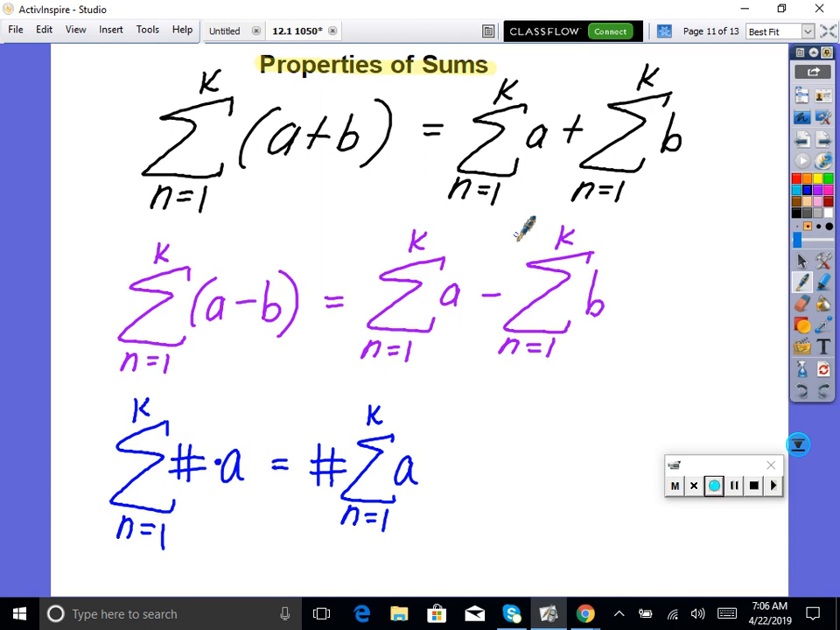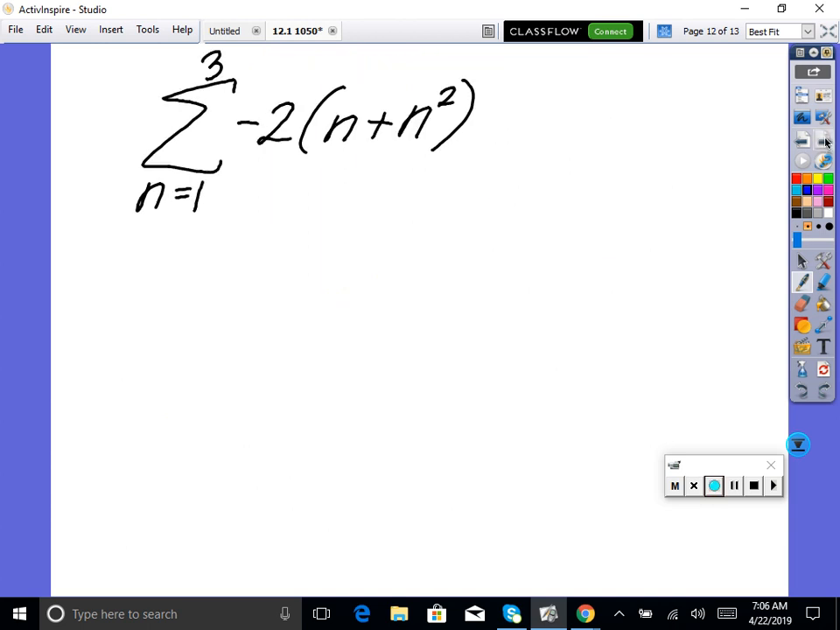So we have the sum of a minus b, so you could just split it apart, which is the same thing. And then if you have the sum of some number times a, you can pull out the number in front. That's like a constant. So if you're timesing by 3, you can have it in front or inside. It won't matter. So let me just give you an example of that.